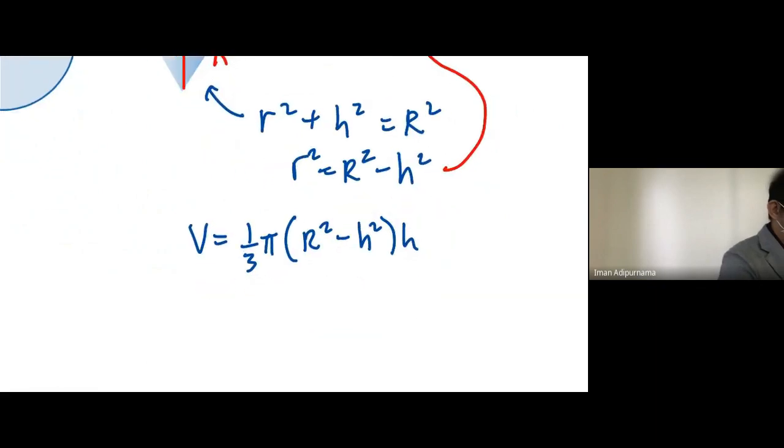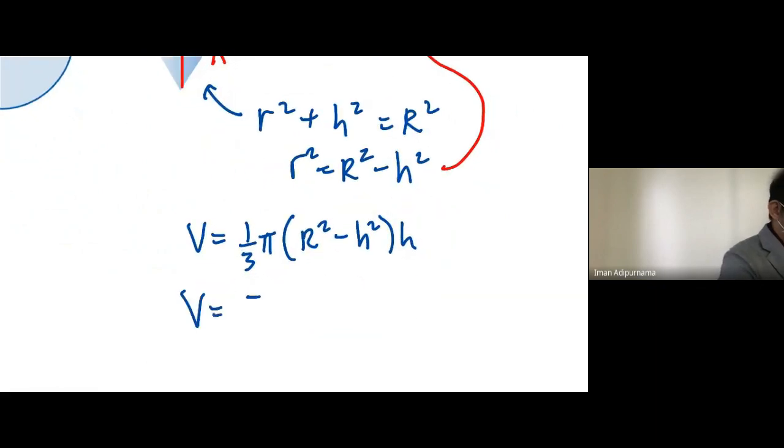Okay, or we can break this out, and the equation becomes this. Now the big R is just a constant, and we only have H, so we can take the derivative.